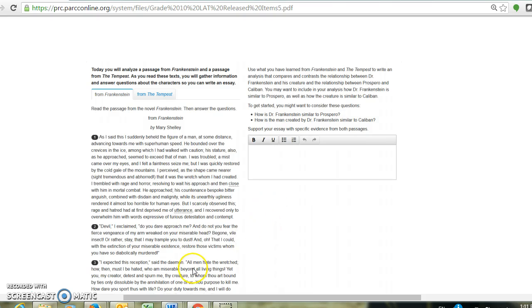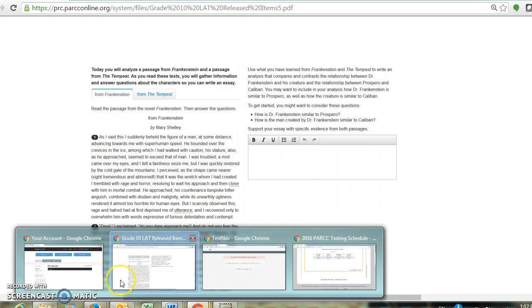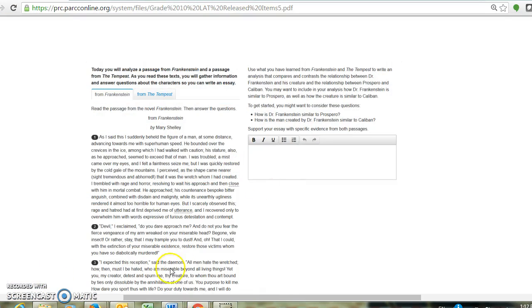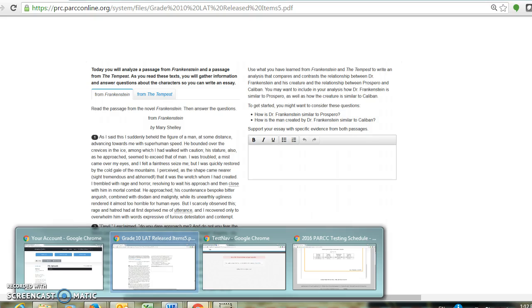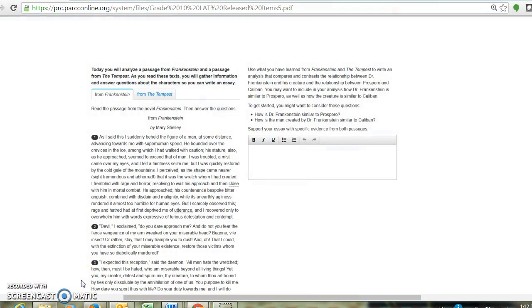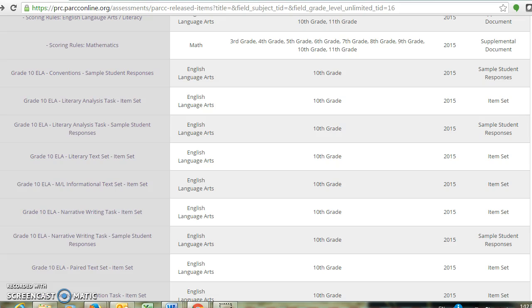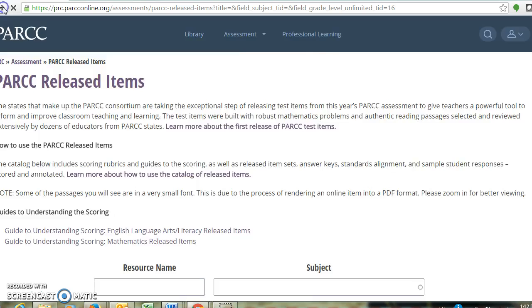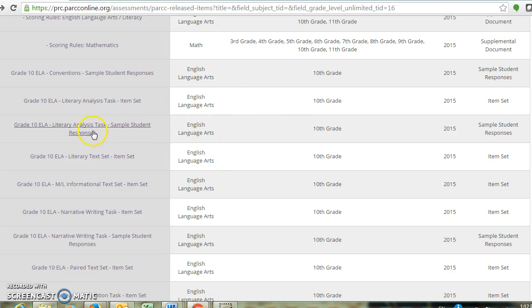Let's look at some scored samples from PARCC. So if you just go back to the screen where we were to find these samples, a little technical difficulties here. And there we go. Okay. So here, this was the literary analysis task item set.